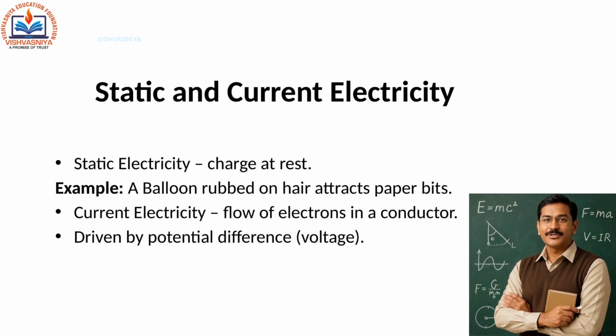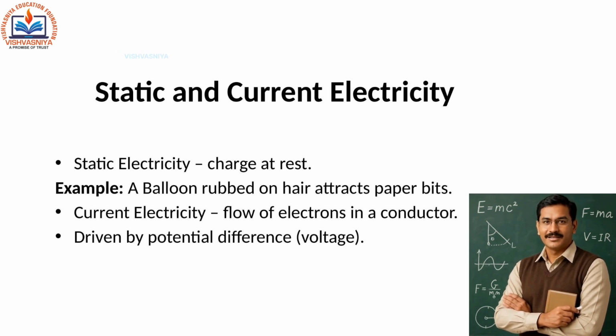What is electricity? Electricity can exist in two main forms: static electricity and current electricity. Static electricity refers to the buildup of electric charge on the surface of an object. These charges remain at rest. They don't move until they find a path to discharge. A straightforward example: when you rub a balloon on your hair, it attracts small bits of paper. That's static charge at work.